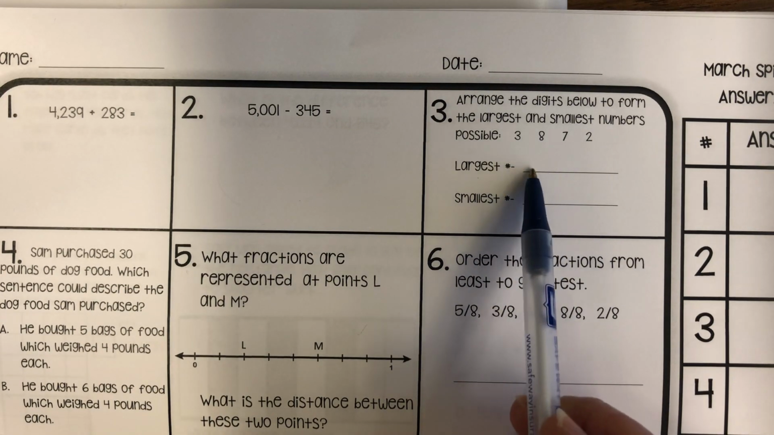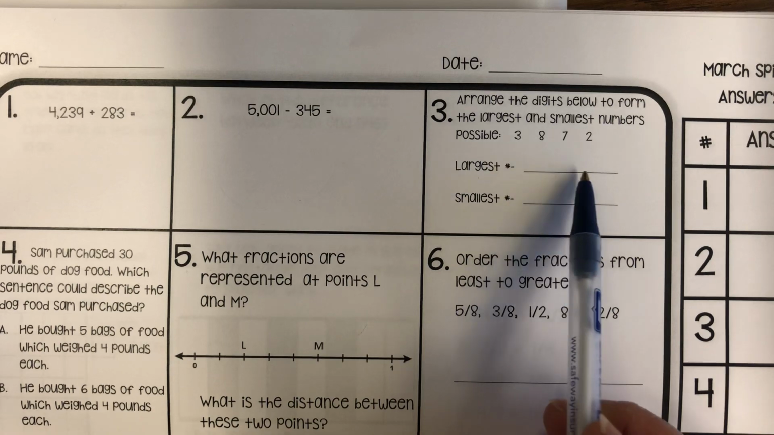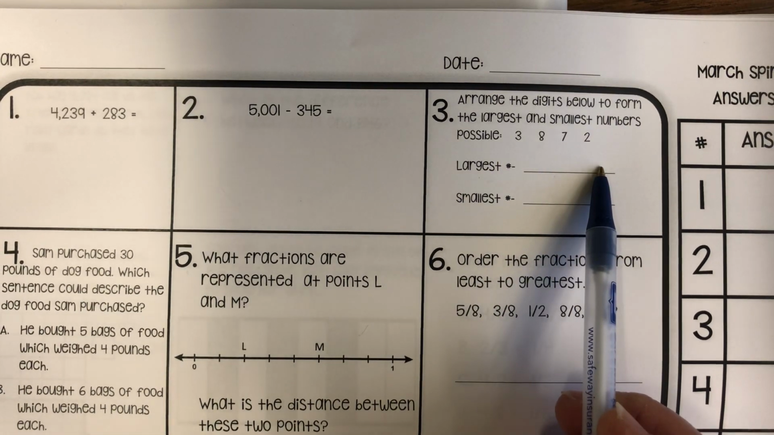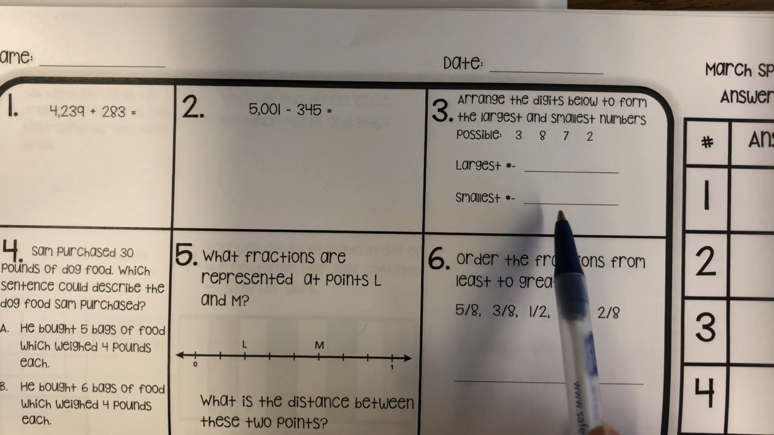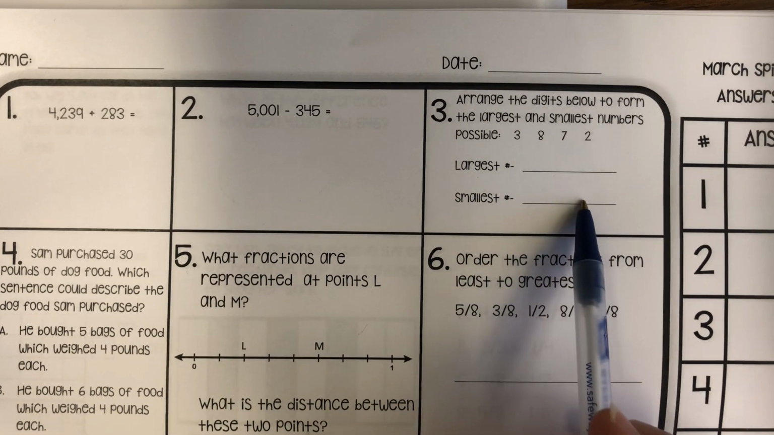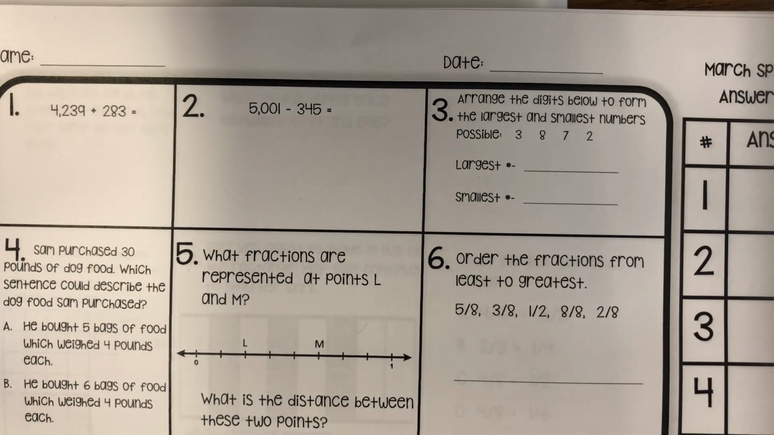So you want the biggest number in the thousands because you want to have the most thousands, then the most hundreds you can have, then the most tens, and then the most ones. And then for the smallest number, you want to have the least amount of thousands, the least amount of hundreds, the least amount of tens, and then, well, you could have more tens and more ones, really, but you want to have the least amount of thousands, okay?